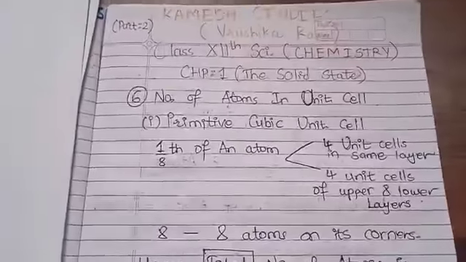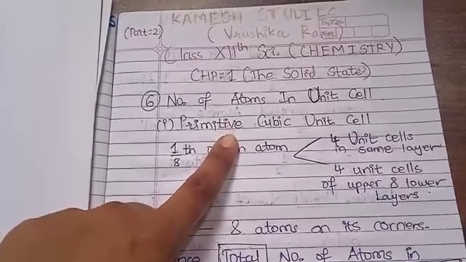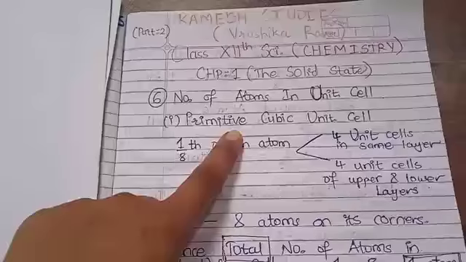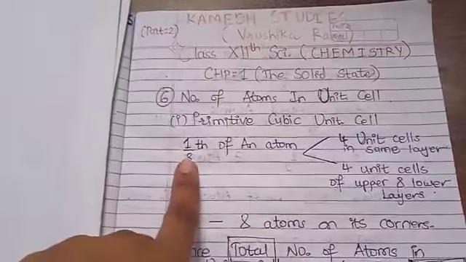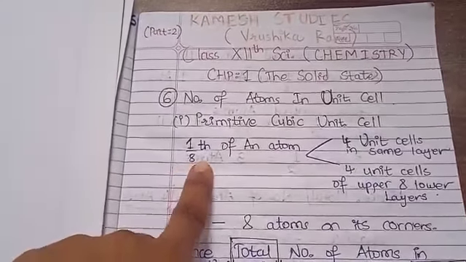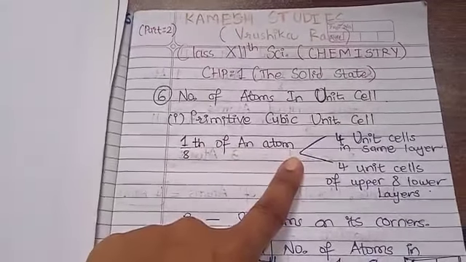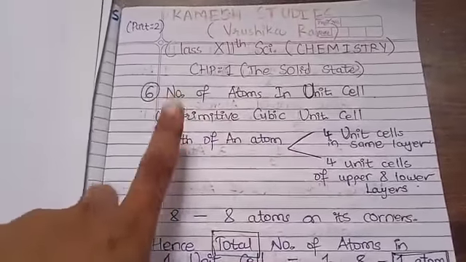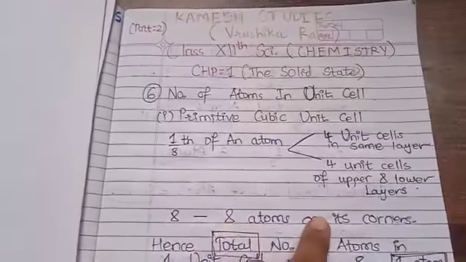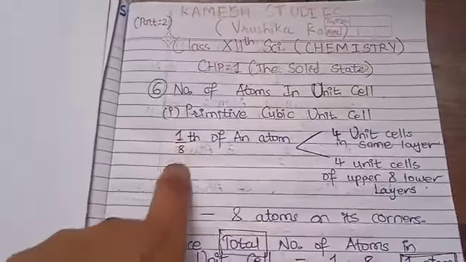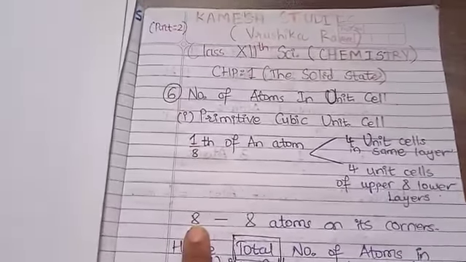So, moving to the primitive cubic unit cell: what is a primitive cubic unit cell? It consists of atoms only at the corner positions. For a corner position, the atom is shared, with 1 by 8 of an atom belonging to the unit cell. So how is it shared? You are going to have a total of 8 atoms on its corners, and this is the 1 by 8th portion of an atom which is shared with each and every corner atom.